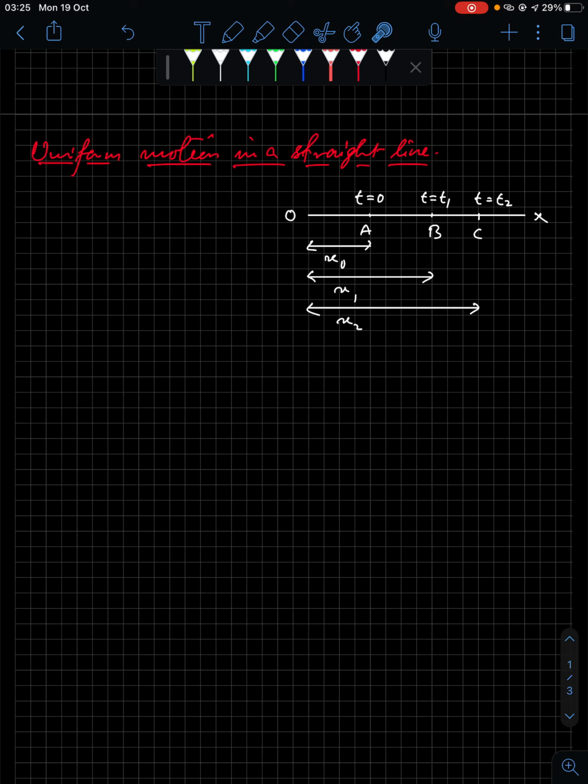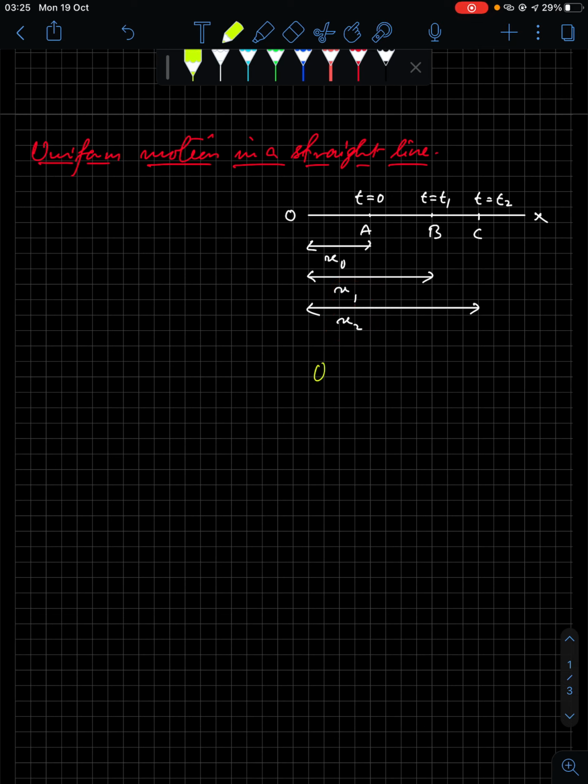Now you see we have this OX axis. OX is an axis where O is the origin and X is along a certain direction. We have placed here time t equal to 0, t equal to t1, t equal to t2. A, B, C are 3 points. Say OA distance is x0, OB distance is x1 and OC distance is x2.